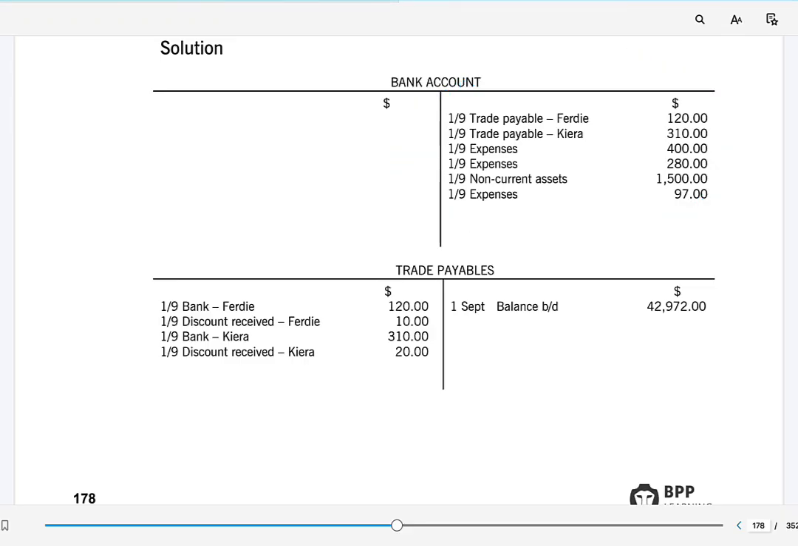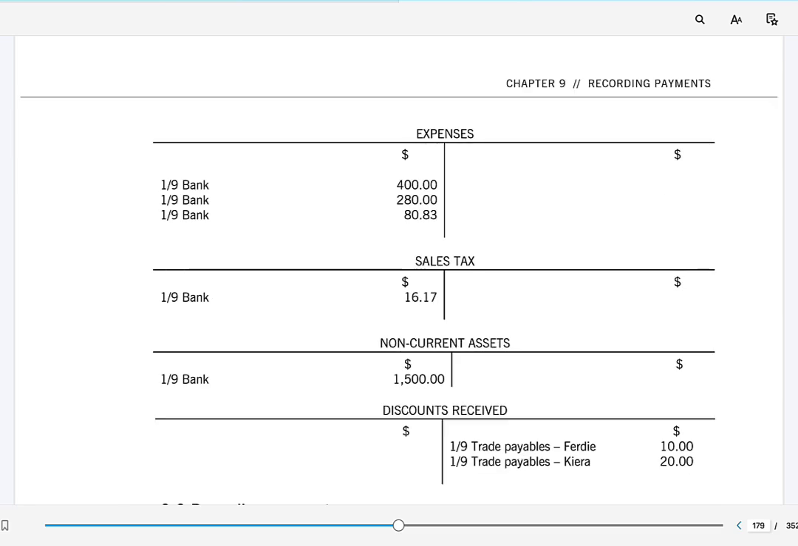Final check. What is happening inside trade payables? Trade payables is reduced when we pay suppliers. So trade payables will be debited by 1. $130 for Ferdy. 2. $330 for Kiera. And discount received is credited by 1. $10 for Ferdy. 2. $20 for Kiera. This is how the general ledger shows the full story. It shows who we paid. It shows the discount benefit we received. It shows the expenses we paid. It shows the asset we bought. And it shows the sales tax amount separately.